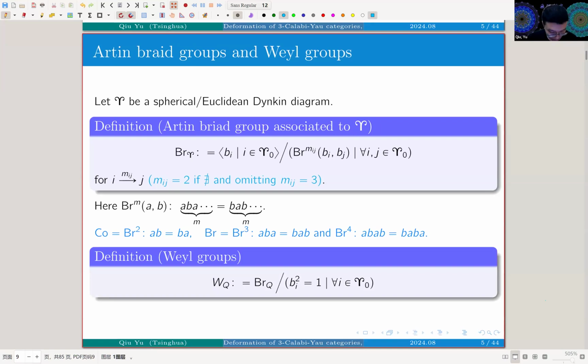And so the Weyl group, which is a little bit easier to understand, is that on top of the braid relations, you add the relations that the square of each generator equals 1, then you get the Weyl group. So the finite Dynkin diagrams, or spherical ones, mean that the corresponding Weyl group is finite. And for Euclidean type, yeah, it's an affine Weyl group. So it's clear that these two groups have a close relation.